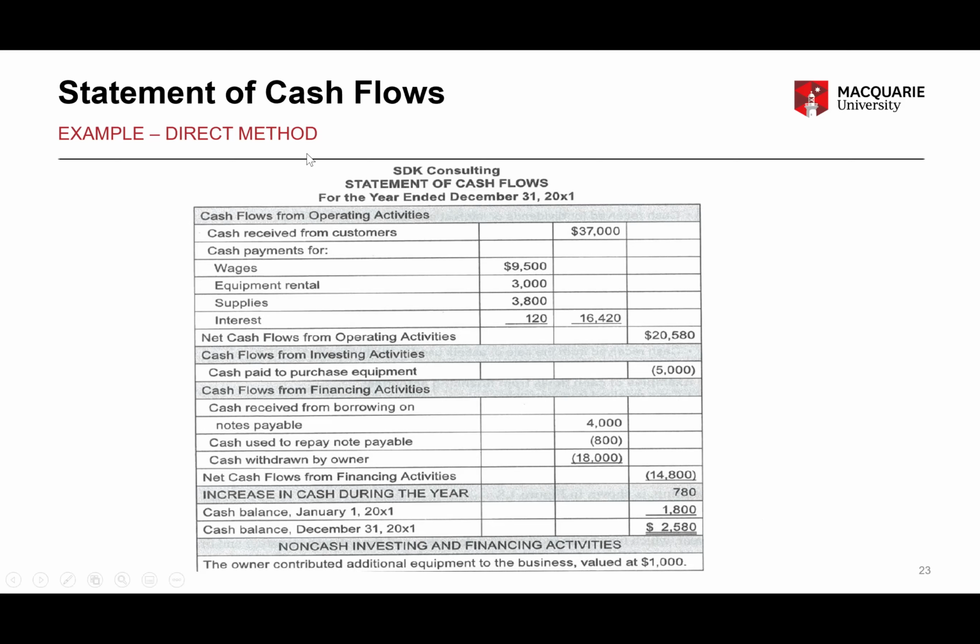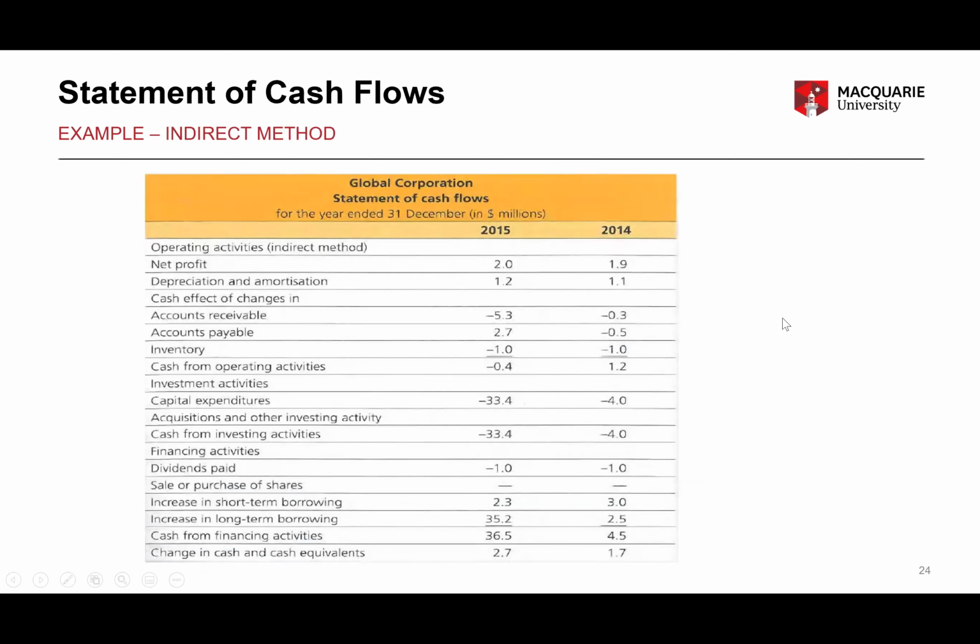All right, so that is the direct method. Now we're about to look at the indirect method, and you'll notice the only difference is in how the operating activities are set out. Here's an example of the indirect method. We still have our same subheadings. We've got the operating activities, we have the investment activities, and we have the financing activities. The investment and financing activities are set out the same as we've been looking at. But let's look at the operating activities here.